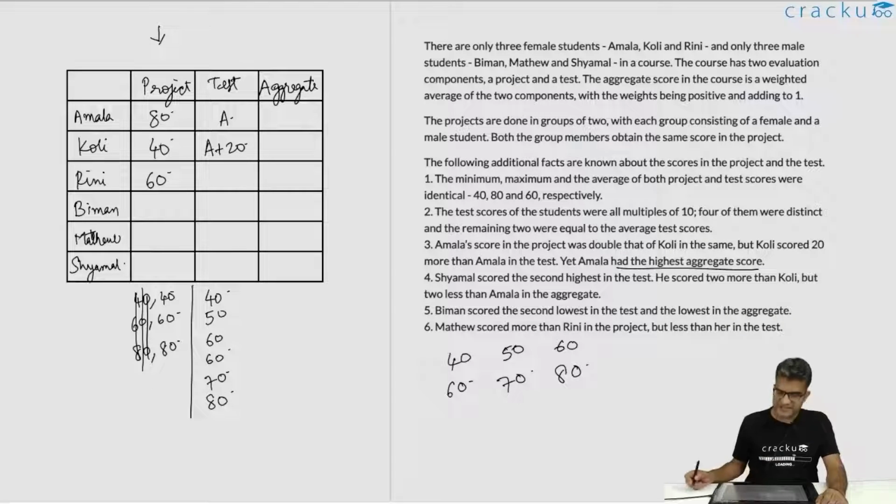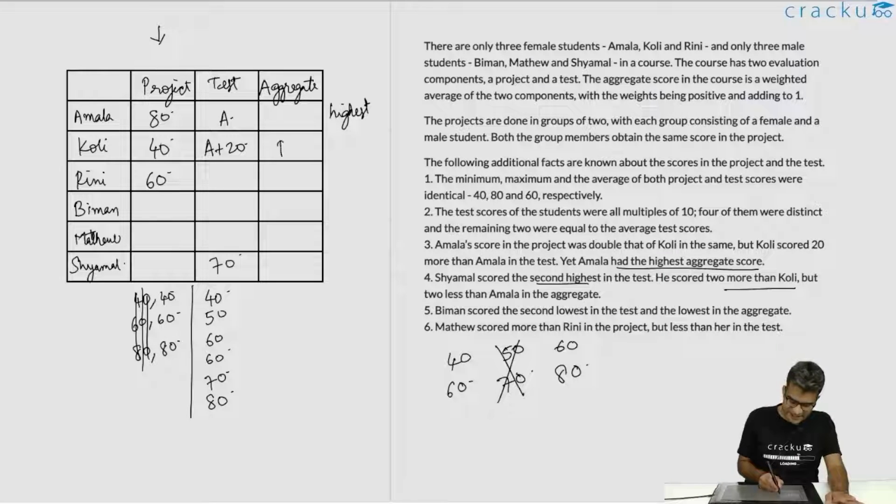Yet Amala had the highest aggregate score. So the aggregate score of Amala is the highest. Shyamal scored the second highest in test. So Shyamal scored 70. If Shyamal is scoring 70, this case will not exist. Because now Amala cannot score 50 because then Kohli will have to score 70, but that is not possible because Shyamal scored 70. He scored 2 more than Kohli, but 2 less than Amala in the aggregate. So if you assume that Kohli's aggregate is P, Shyamal's aggregate is P plus 2, and Amala's aggregate is P plus 4.